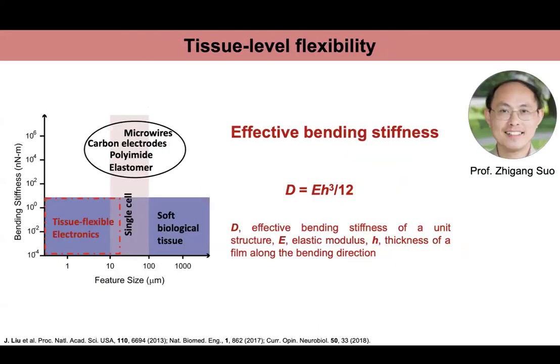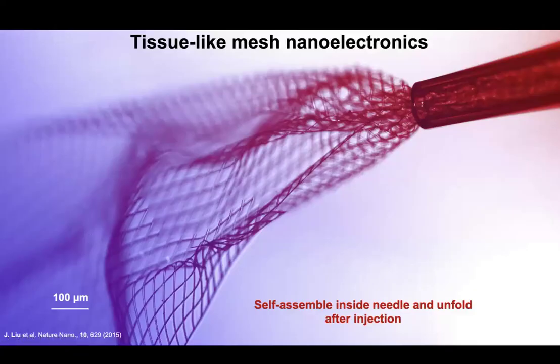So in the very beginning, we could only make tissue-level flexible electronics, because flexibility is not only determined by the Young's modulus, the mechanical property of the material, but also by the geometry of the device. We can use those rigid materials but make them into a very thin structure to enable tissue-level flexibility. This is what we did in the very beginning. We used 400 nanometer rigid dielectric material to sandwich 20 nanometer metal in the middle, and made them into this kind of mesh-like structure.